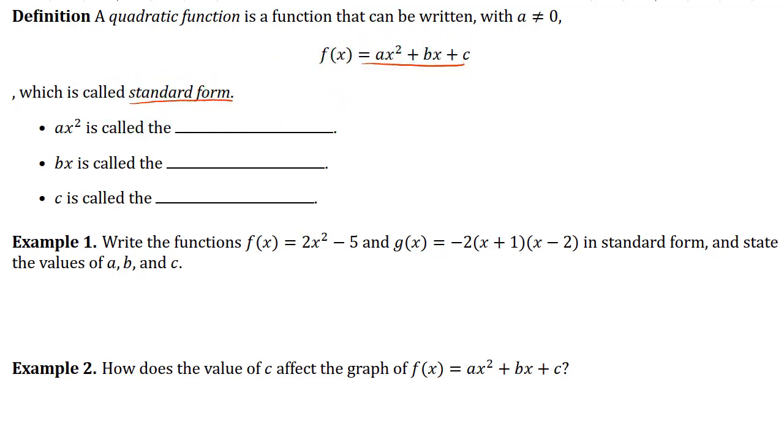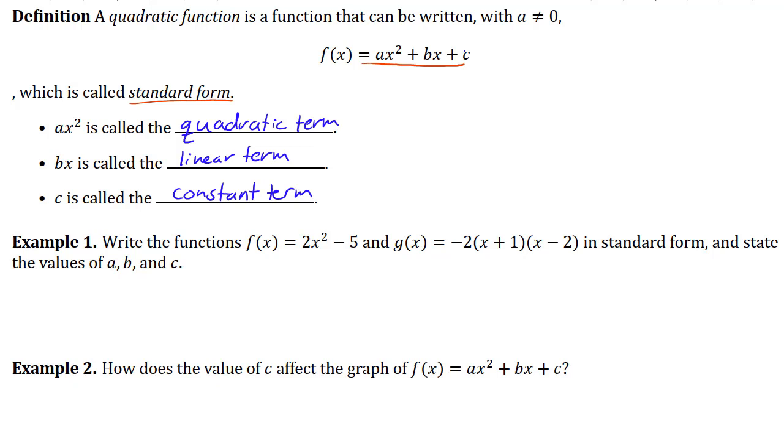Okay, so the ax squared is called the quadratic term. Having x being squared in the function is really what makes it quadratic. So this is the quadratic term. bx is called the linear term because linear functions have a number times x, like the slope times x. And c is just called the constant term, because as x changes, the c part does not change.